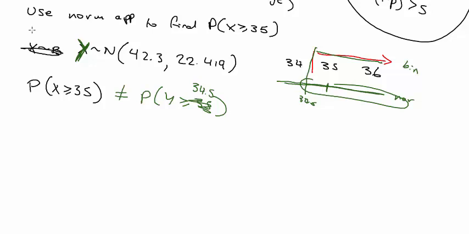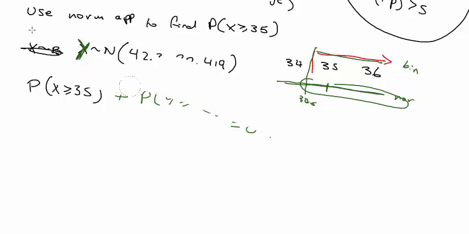So this one will be lower 34.5, upper huge, mu. Oh crap! Okay, 4.73487, and mu is 42.3. The answer you should get here is 0.9503. Okay, that's how you do the continuity correction.